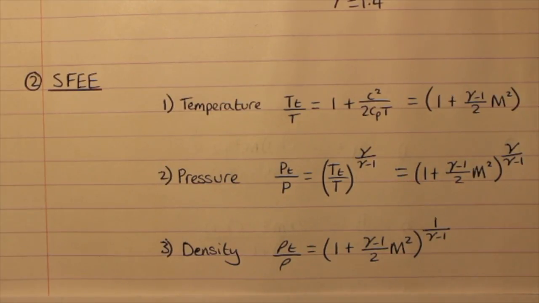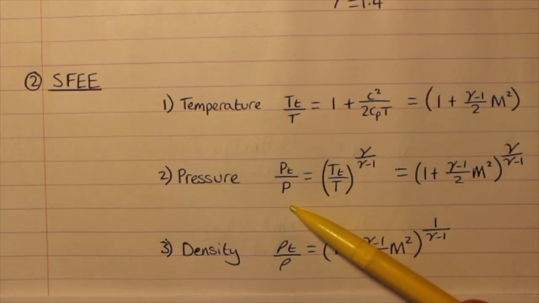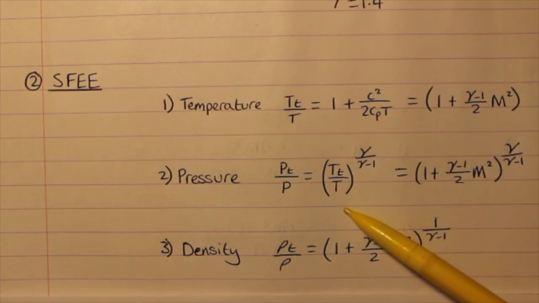Number 2 is the pressure ratio, which we can use because we are dealing with an isentropic process where the process is reversible and adiabatic. And finally, number 3 is the density ratio. We don't need to know these equations, but it is great to be familiar with them.